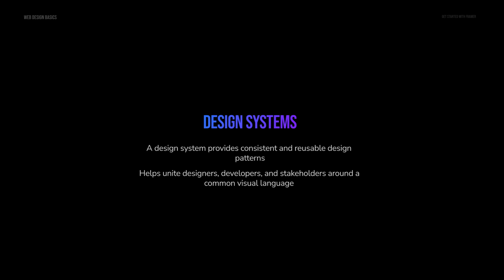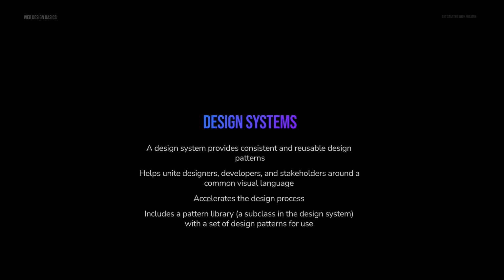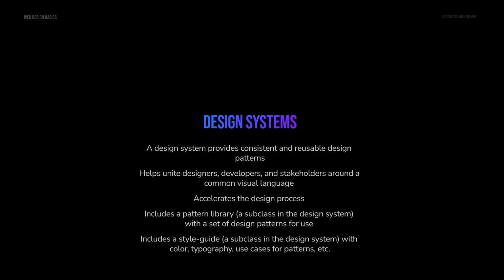A design system provides consistent and reusable design patterns, and it helps unite designers, developers, and stakeholders around a common visual language, and it could accelerate the design process. It usually includes a pattern library, which is a subclass in the design system with a set of design patterns for use, and a style guide, which is also a subclass with color, typography, use cases for patterns, and so on.